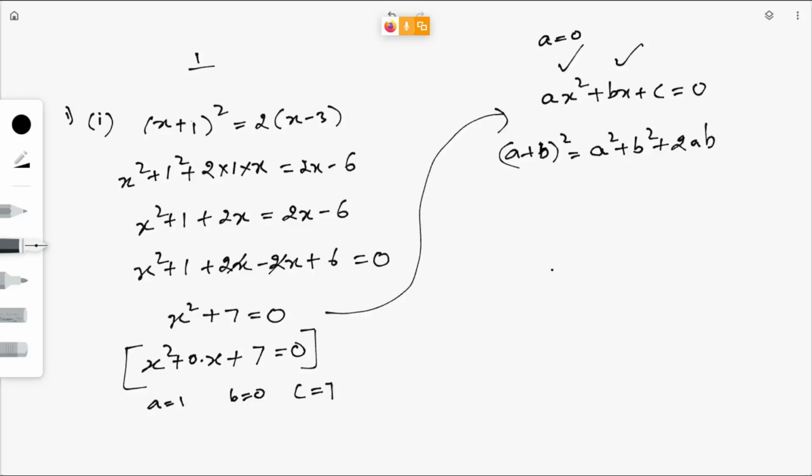For example, x square is equal to 0. Is this a quadratic equation? Yes. It is a quadratic equation, right? Which can be expressed in the form of ax square. So here A is 1. You can write this one as x square plus 0 dot x plus 0 is equal to 0, right? Where A is 1, B is 0, and C is 0.